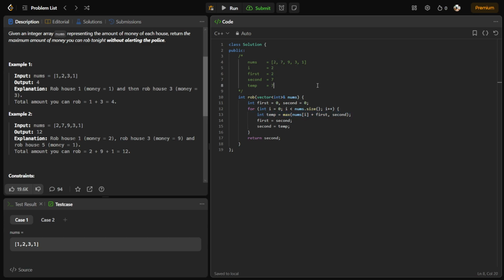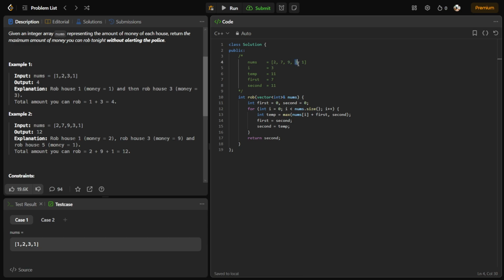So we count temp. Temp is 9 plus the first, which was 2, if you remember, with second, which was 7. In this case, temp now becomes 11. First becomes second, second becomes 11, right? So basically what it means is that this 2 and 9 had merged into just 11. Just imagine it this way. And then we just continue onwards.